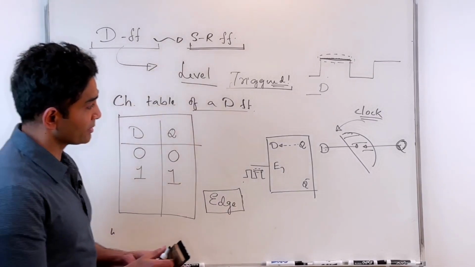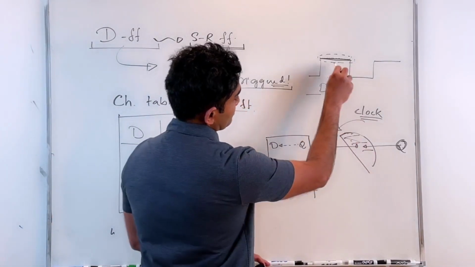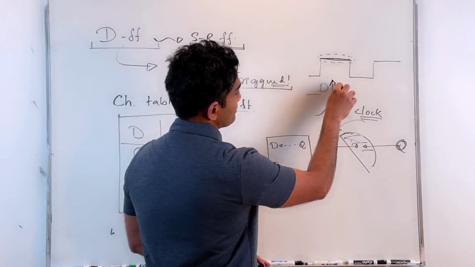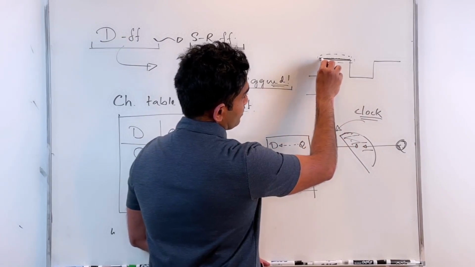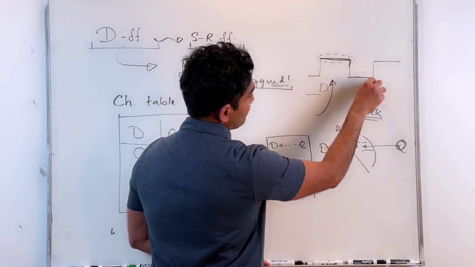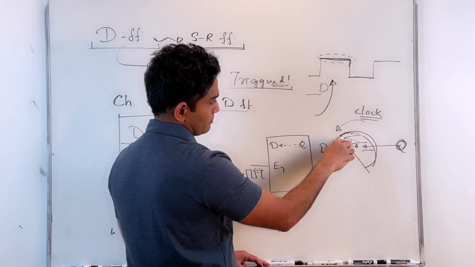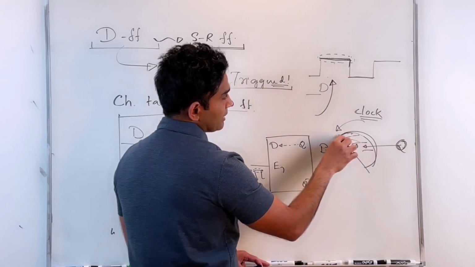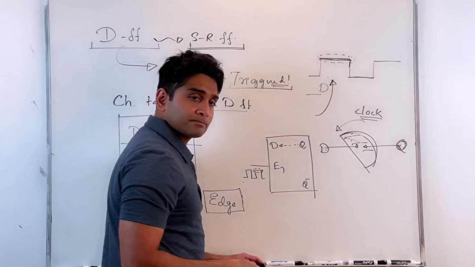Again, the analogy here: this semicircle is representative of a level triggered flip-flop. So it's on half of the time, off half of the time, right? So with the semicircle rotating, it's on, that means it's not blocking D and Q half of the time, and it's off half of the time.